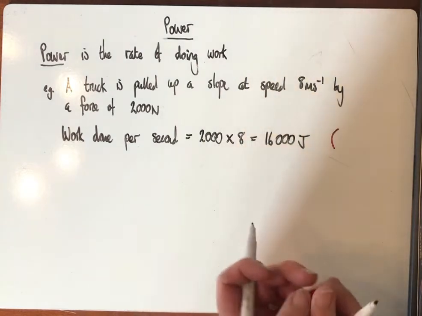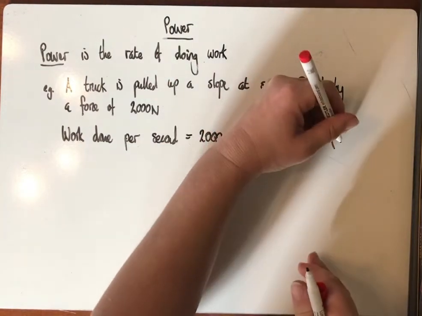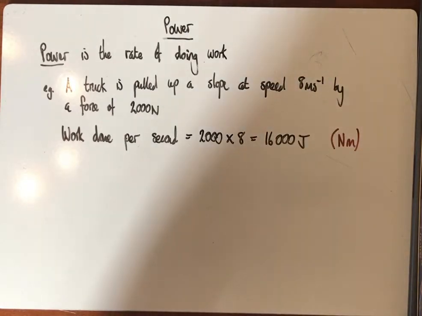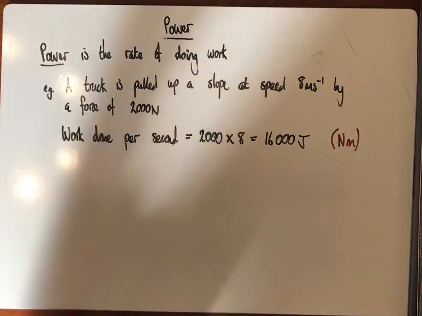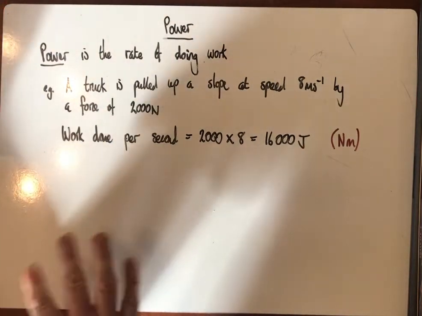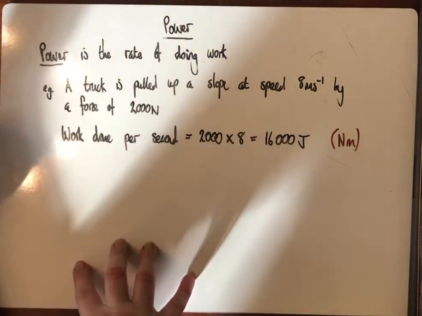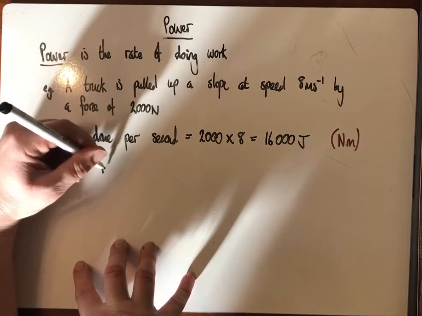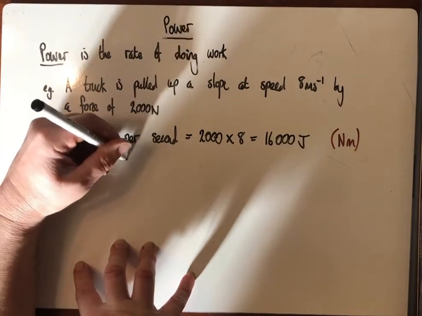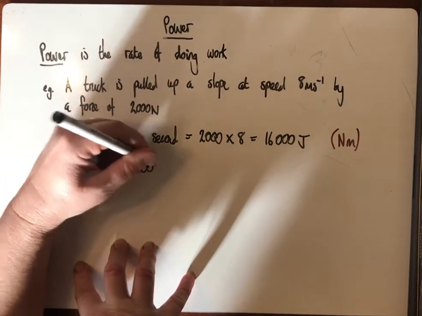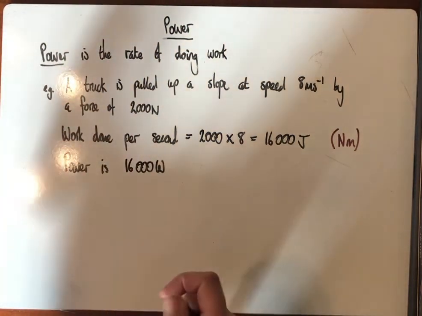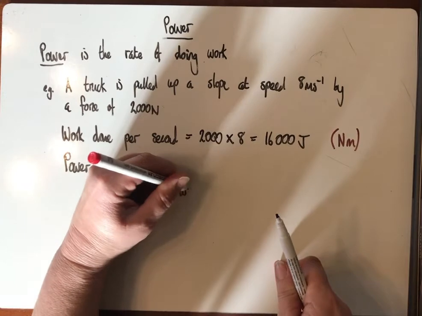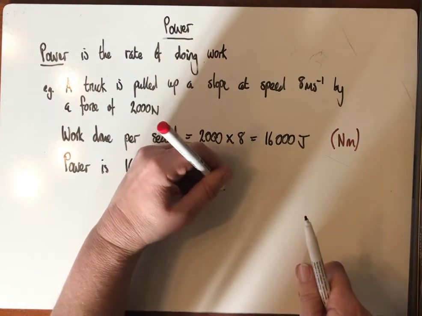So here, these joules are Newton meters, so force times distance. This just translates directly to power actually, because power is the rate of doing work. So if the work done per second is 16,000 joules, the power is 16,000 watts. So 1 watt is 1 joule per second.